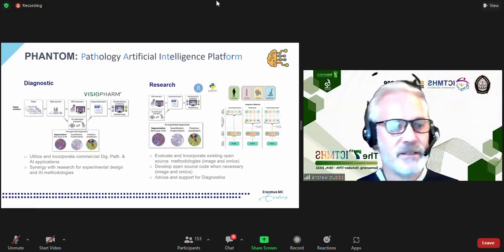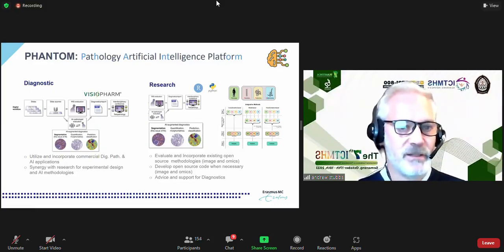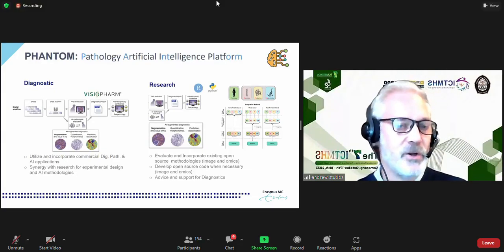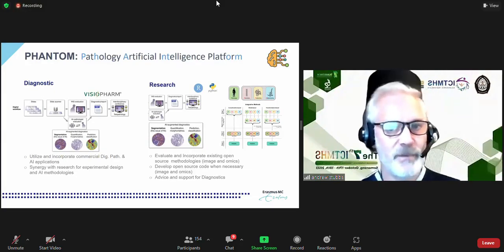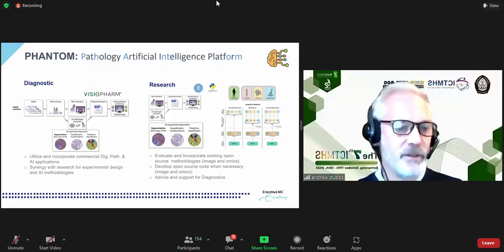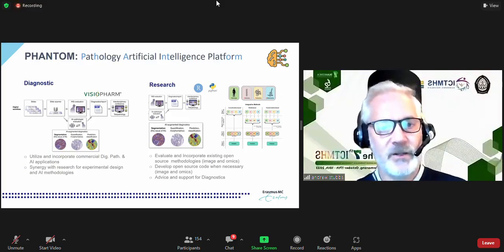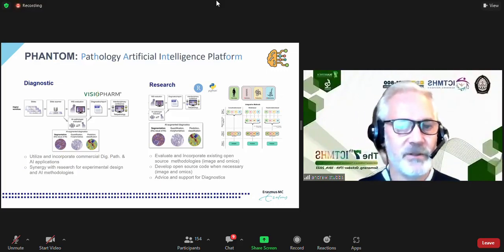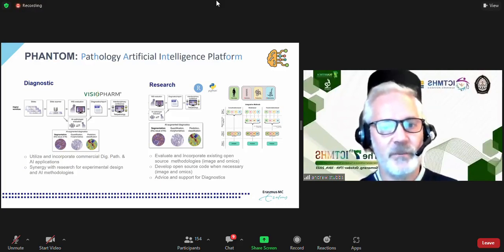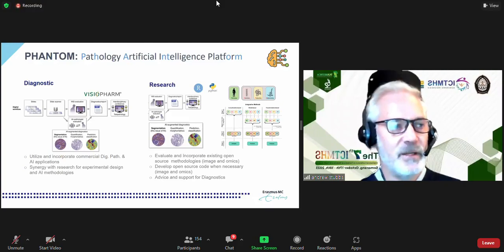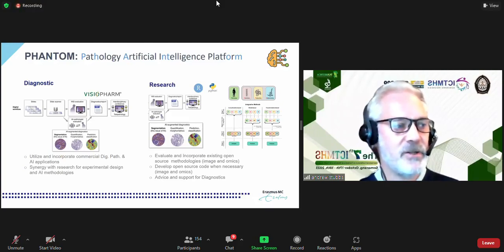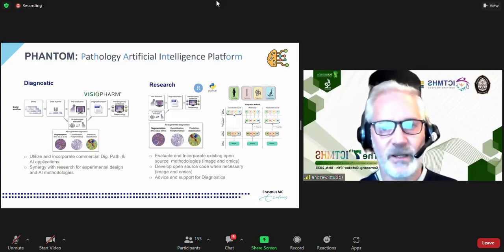And we augment our standard processes using commercial applications. In this case, we've used Visiopharm, and we also use our own inbuilt applications. On the right-hand side of the slide, you can see where it says the research. We develop our own applications. So the pathologists from the diagnostic world work with us on developing new applications. These applications range from cancer-based applications, non-cancer-based applications, and also pathogen detection applications.